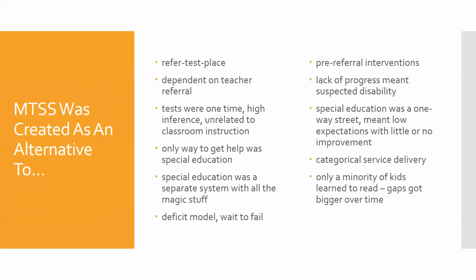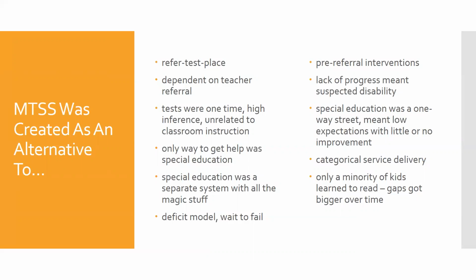Let me take you back just a little bit and remind you that MTSS was created as an alternative to several things. Here's a long list of things that MTSS was hopeful to create to take all of these things out of the equation. So for example, that last bullet there, waiting for a deficit to fail first and then intervening. Instead, multi-tiered systems of support is a way to get in there and intervene prior to seeing a deficit.